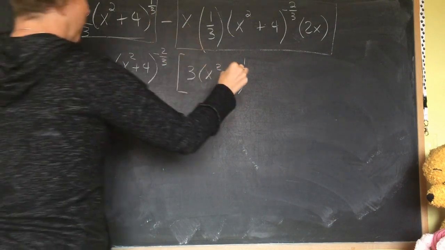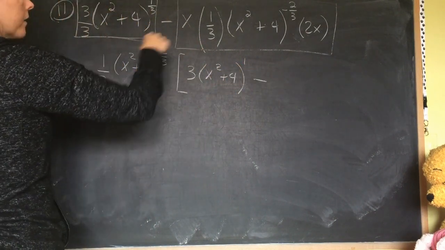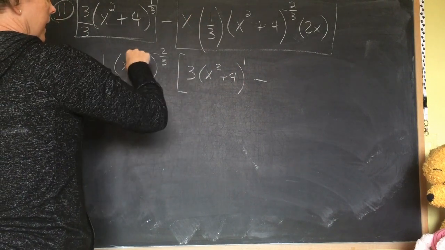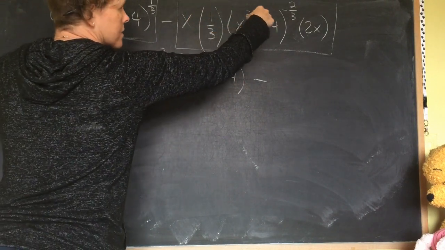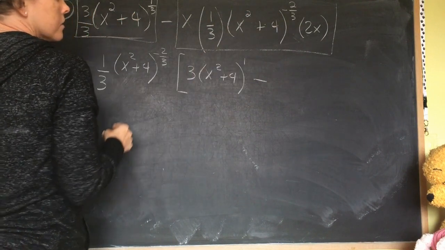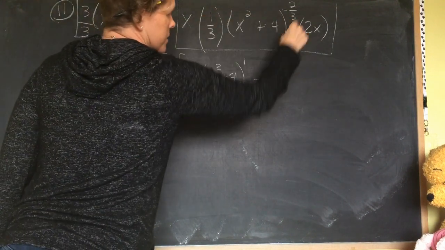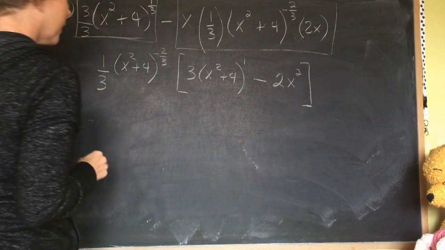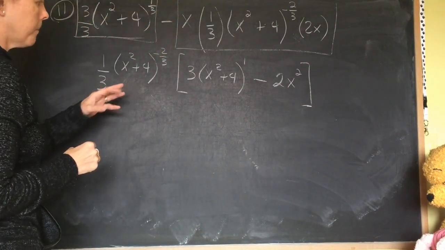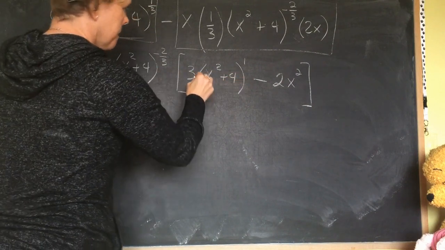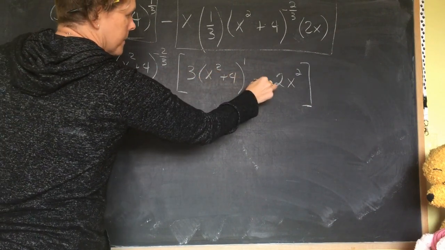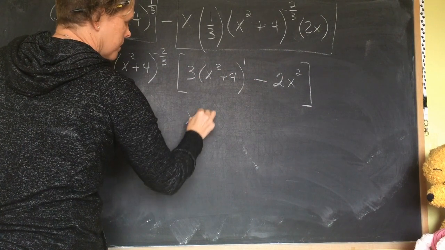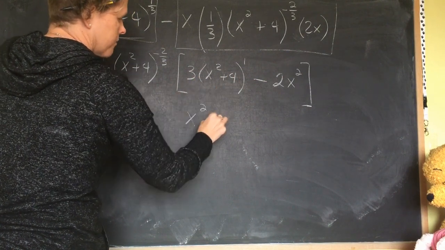All right, in that second part, if I take a 1/3 out, that's gone. If I take an x squared plus 4 to the negative 2/3 out, that whole thing is gone. So that just leaves me with this x times that 2x. So that's going to be 2x squared. All right, lastly then, I just have to clean everything up. So in this bracket here, that's going to be a 3x squared minus a 2x squared. So that's just going to be an x squared. And 3 times 4 is 12.